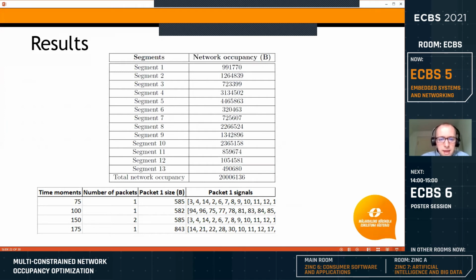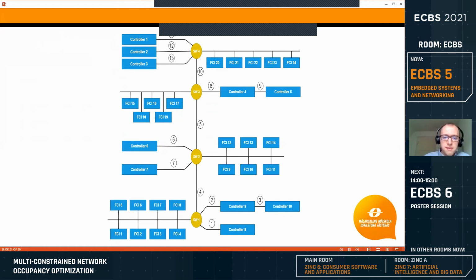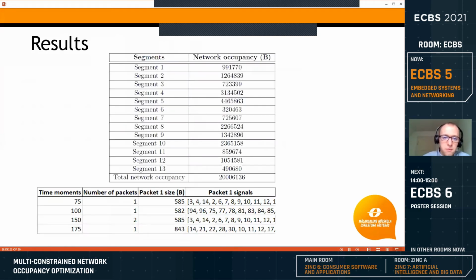Regarding the results or output data, there are 2 representations. The first one is network occupancy, which was measured by segments, and the total network occupancy as a sum of the segments' network occupancy. Here it is important to note, as can be seen on this slide, that the segments between switches, 4, 5, and 10, are to be the most occupied. And if one looks at the top table, really those segments 4, 5, and 10 have the highest network occupancy on them.